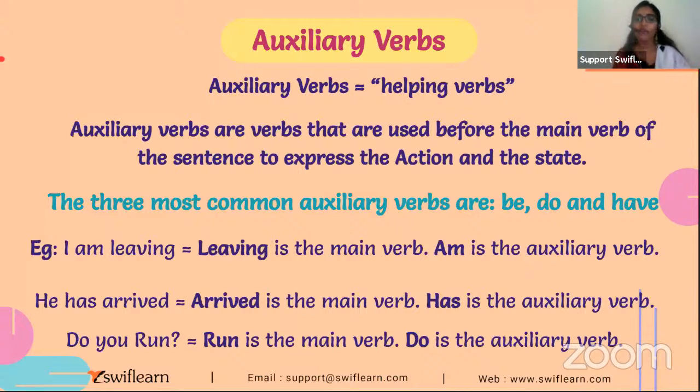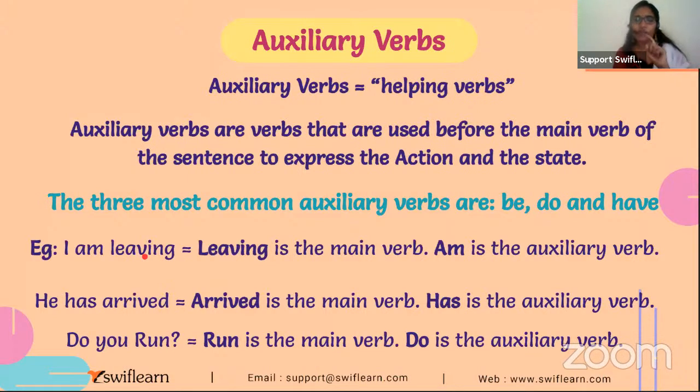We have three most common auxiliary verbs: be verb, do verb, and have verb. These are called helping verbs. Here are the examples. I am leaving. Leaving is the main verb, correct? Because leave is some action that we are performing. So leaving is the main verb there.